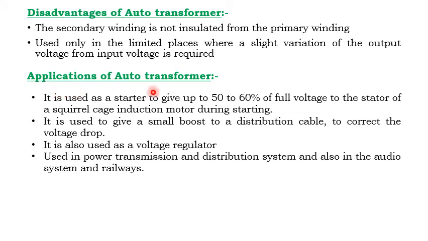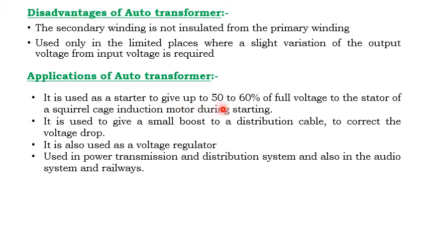Now, applications of auto transformer. Where can these auto transformers be used? There are some applications of auto transformer. It is used as a starter to give 50 to 60% of full voltage to the stator of the squirrel cage induction motor during starting. To start an induction motor, we use a starter, so the auto transformer starter is used.